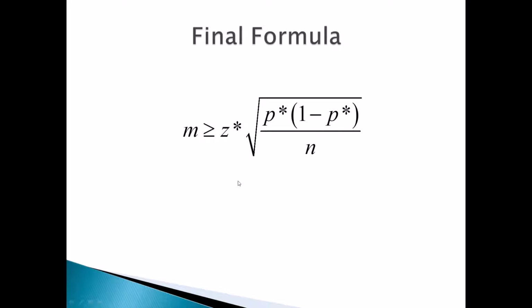So here we go. This is our final formula. The original one was just an equal sign here. So this has to be greater than or equal to z star from our confidence level, p star from either a pilot study, past experience, or 0.5. Right? 0.5 is your fallback. They will mention the prior study or prior knowledge in the problem. It's not going to be something you won't know.